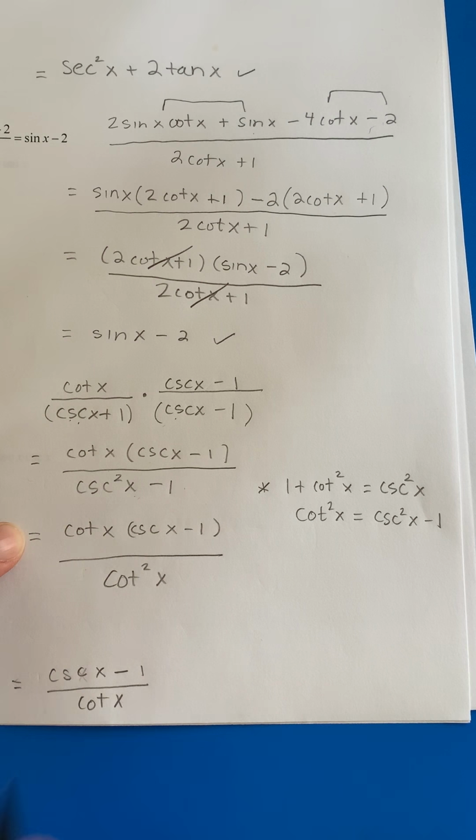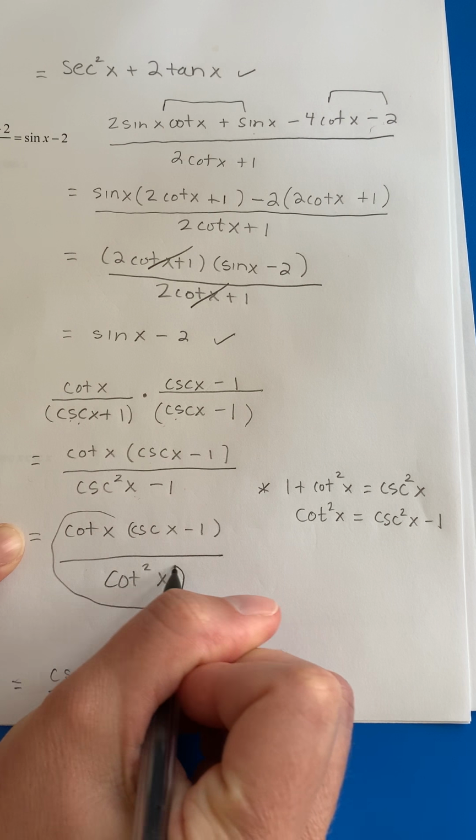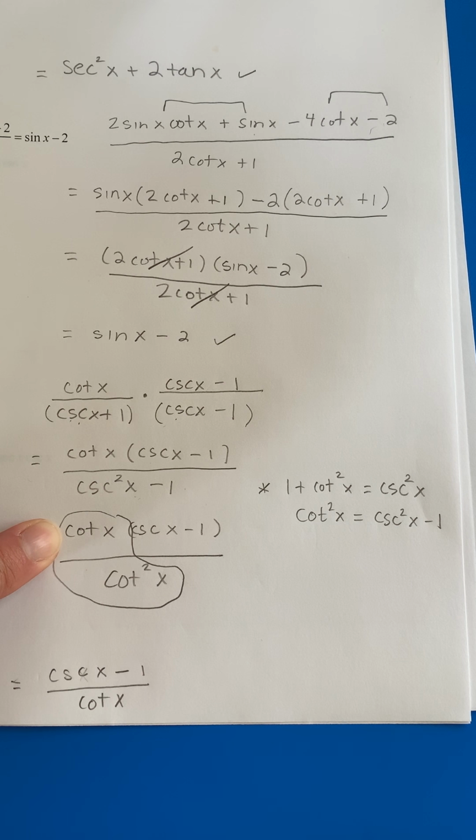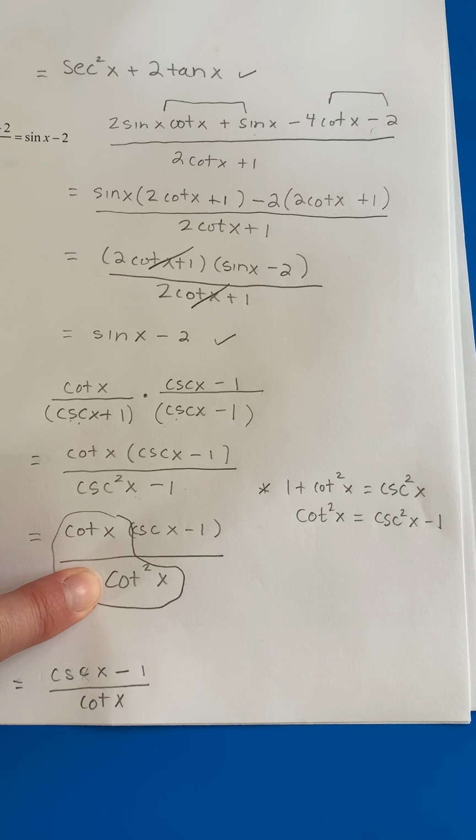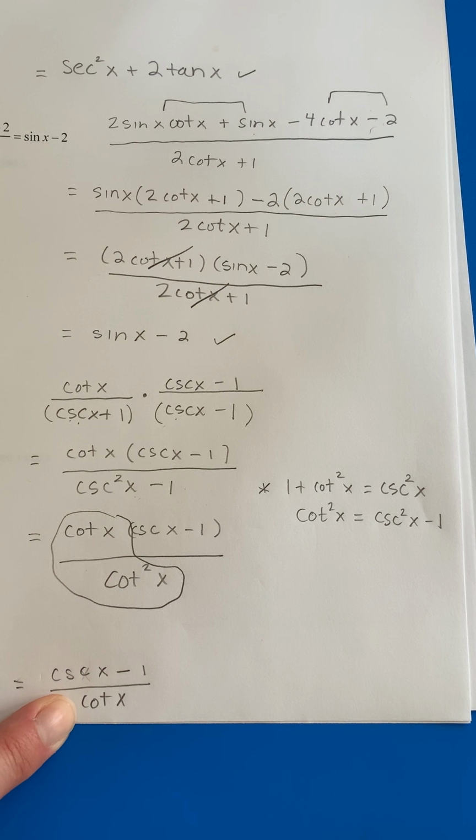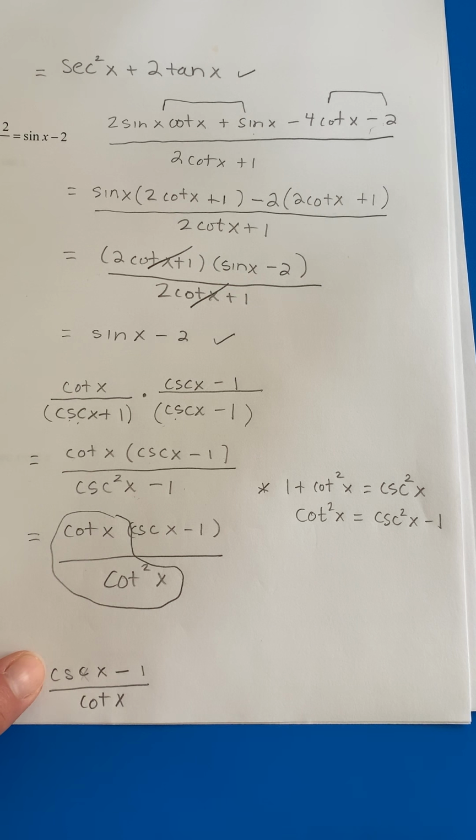Okay, at this stage, this part reduces. So we have one cotangent term on top, two downstairs. So when we reduce, we're left with the one cotangent down there and then the cosecant of x minus 1. And that completes example 6.